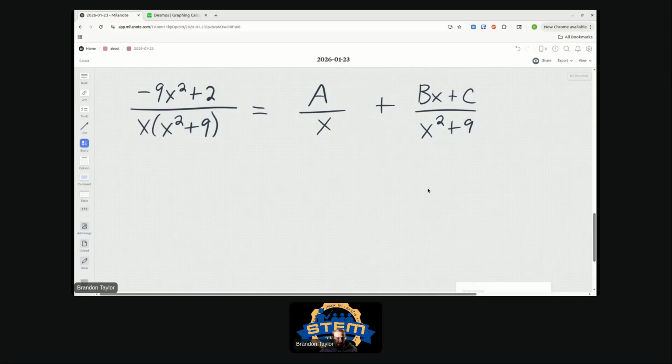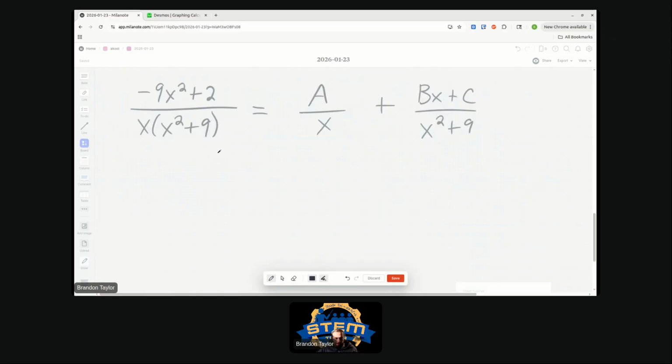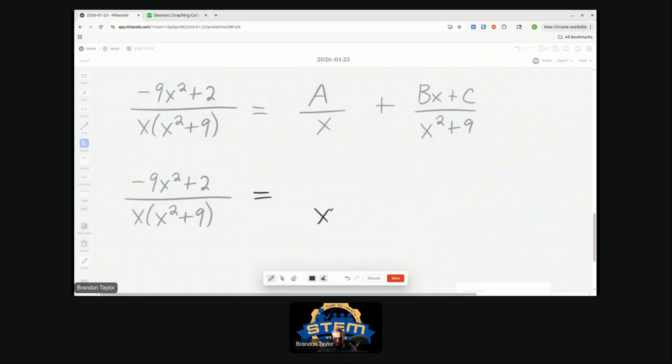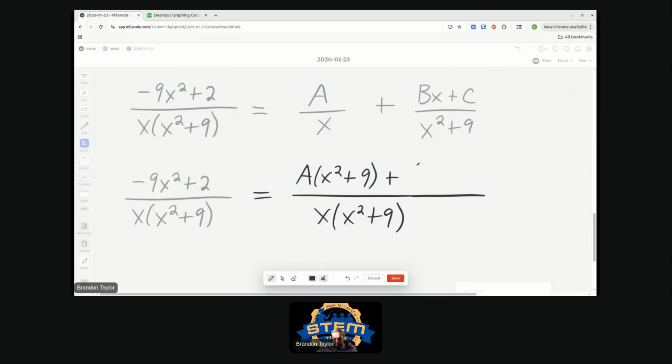And then from here, it's kind of a normal process, right? We need the common denominators. We kind of already know how to do all this. So on the right-hand side, to get that common denominator, x times x squared plus 9, we need the a times x squared plus 9, plus bx plus c times x, right? So hopefully that makes sense. You'd have to do x times x here, and then x squared plus 9 over x squared plus 9 here. That's why this is happening that way.